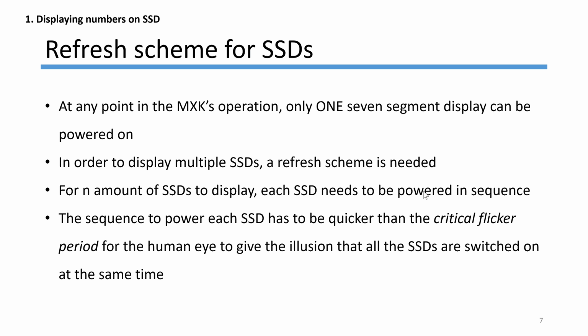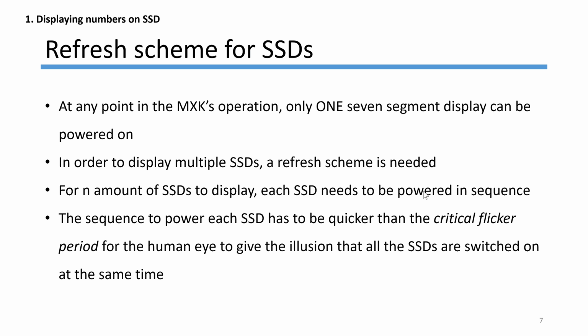At any point in the MXK's operation, only one of the 7-segment displays can be powered on at a time. Since we have 6 of them, in order to display multiple 7-segment displays, you need a refresh scheme. So for n 7-segment displays, you need each one to be powered in sequence. The sequence has to be quicker than the critical flicker period of the human eye, to give the illusion that all the 7-segment displays are switched on at the same time.